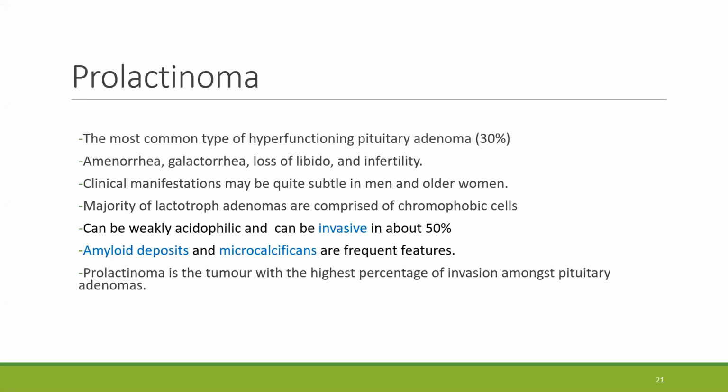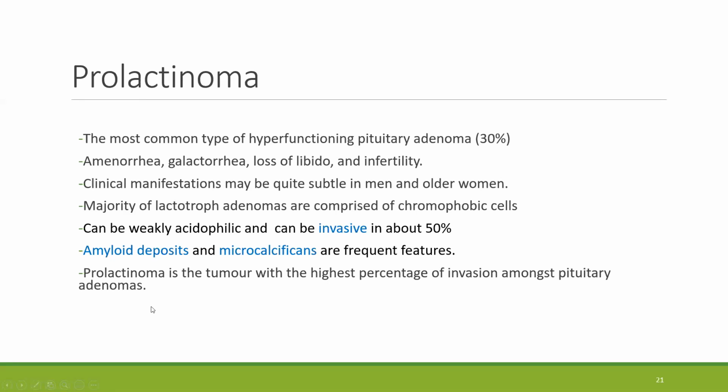The majority of lactotroph adenomas are usually composed of chromophobe cells. Chromophobe cells are the cells that are not staining for any stain. Sometimes they can take a weak pink color. So usually the majority of cells are chromophobe, that means cells not staining, or stained with weak acidophilic or pink color. Most of the invasive adenomas, remember, actually are prolactinoma. So it constitutes the majority of invasive adenoma.